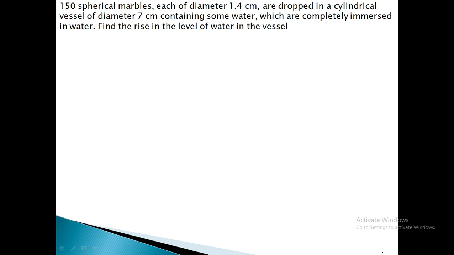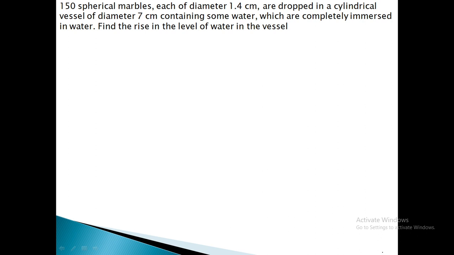That means when we drop the marbles in this vessel, some water is contained in the cylindrical vessel, and after dropping the marbles, the level of water will rise in the vessel. We have to find that level of water which will rise after dropping the marbles in a vessel which has diameter 7 centimeter. So we can say that we have been given two things. One is the spherical marble, second is the cylindrical vessel.